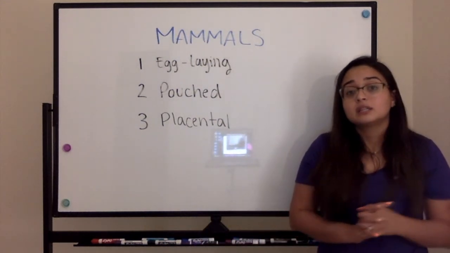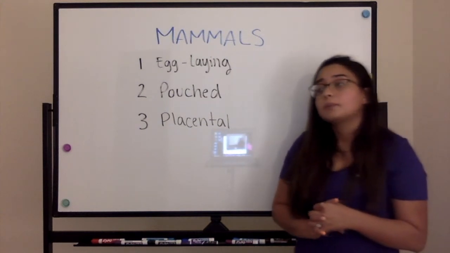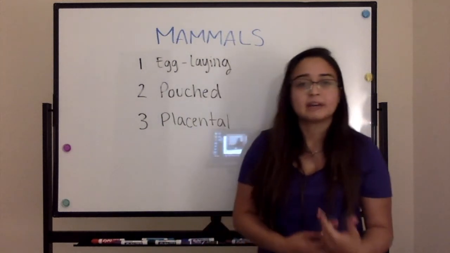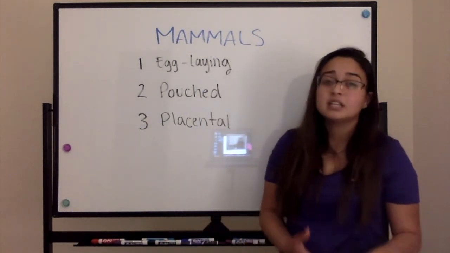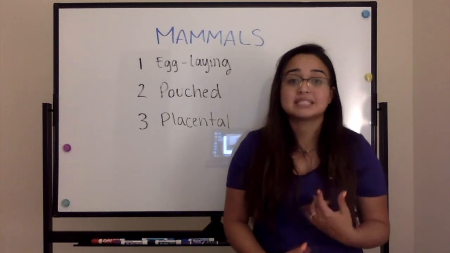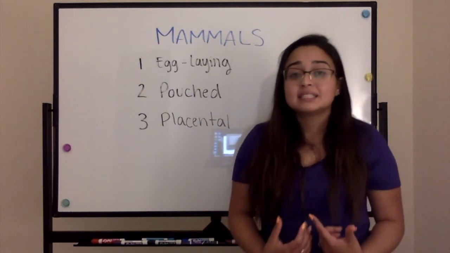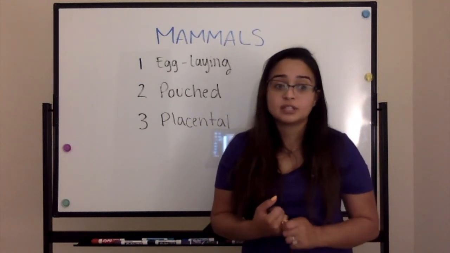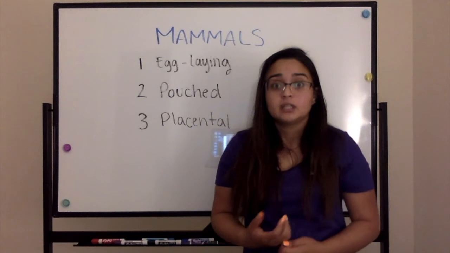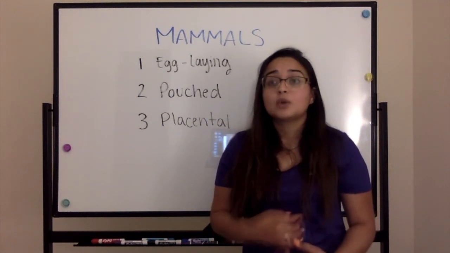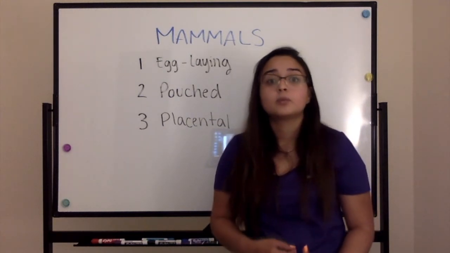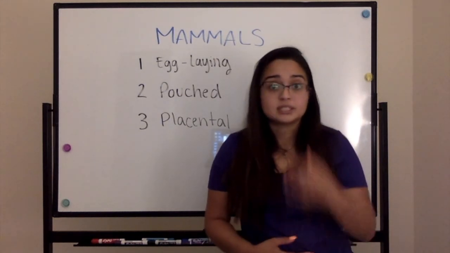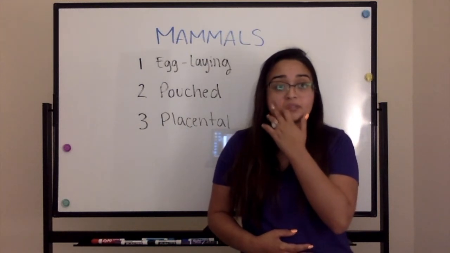Now, the placental mammal. I'm pretty sure you might have heard this word before. If you haven't, the word I'm talking about is placenta. What a placenta is, is an organ that develops in the uterus of a mother-to-be. So this organ starts to develop when a fetus starts to develop inside of a mother's uterus of a mammal.